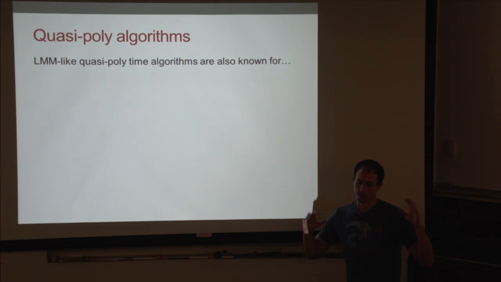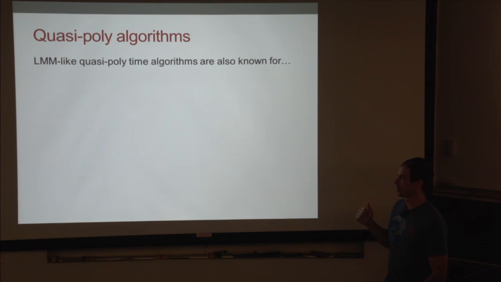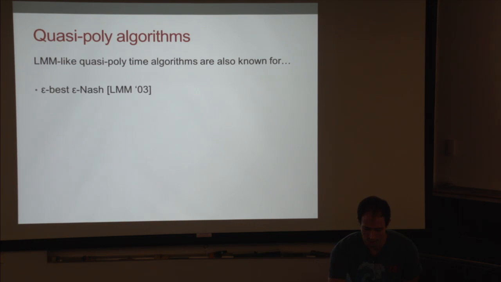So there is this LMM algorithm for finding an approximate Nash, but there are many other quasi-polynomial time algorithms with a very similar idea. For the same reason, you can reduce the search space to logarithmic.